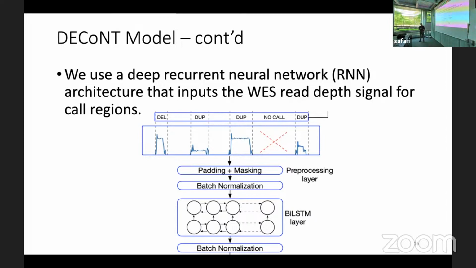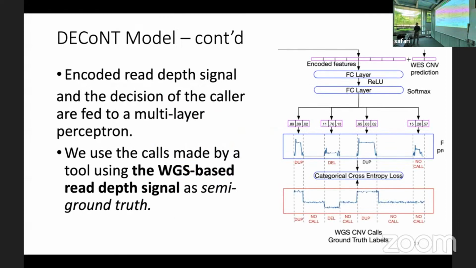So we pass the read depth for each of these regions through a BLSTM layer, which is a recurrent neural network type, and this gives us an encoded feature for this read depth. If we see an anomaly, for instance, it's going to be embedded here. Then we concatenate it with the prediction of this algorithm. This is the transformed read depth signal, and this is the prediction. We pass it through two fully connected layers, and it tells us for each one of these a probability to be a duplication, deletion, or no-call, normal.